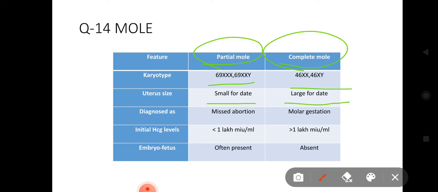Partial mole is diagnosed as missed abortion. Complete mole is diagnosed as molar gestation. Initial HCG level in partial mole is less than 1 lakh milli-international unit per ml. In complete mole, it's more than 1 lakh. Embryo or fetus is often present in partial mole, it's absent in complete mole.